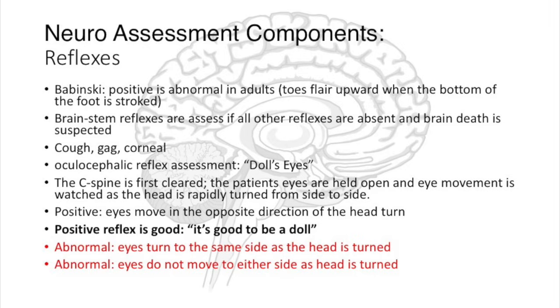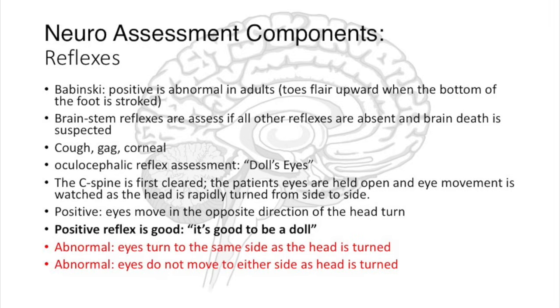Brainstem reflexes are also assessed if all other reflexes are absent and brain death is suspected. Now, just because they have no brainstem reflexes does not mean that they can be legally called brain dead. It's important to understand that for the test. There's a process you have to go through. Part of these brainstem reflexes are the cough, gag, and corneal reflex, and the oculocephalic reflex, which is where we test the doll's eyes.